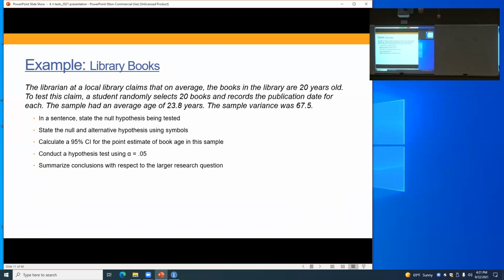We're going to conduct our hypothesis test at alpha equal 0.05, and then summarize our conclusions with respect to the larger research question. Remember that we're never just doing statistics for our health. I like quant stuff, but I'm rarely just cranking out t-tests by hand for the heck of it. We're doing this to answer some question, make some inference about something in the world. So we always want to make some conclusion about what it is that we're looking at, not just say there's a difference or an effect.